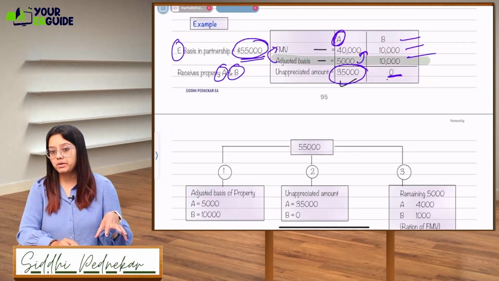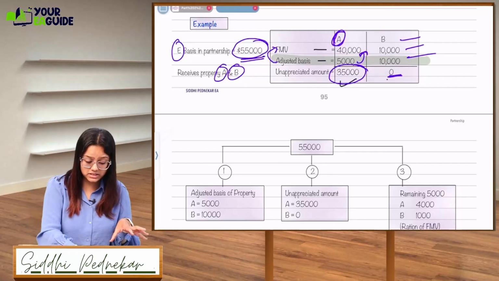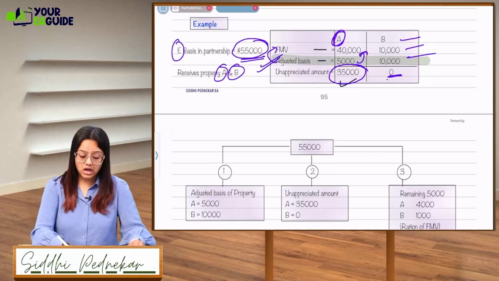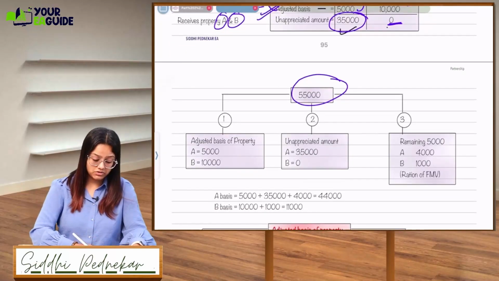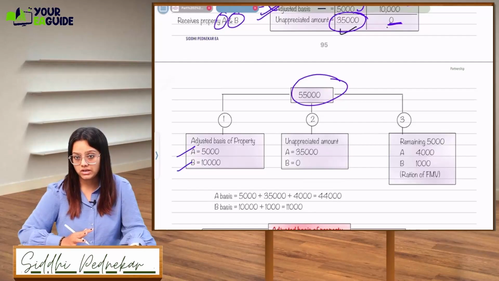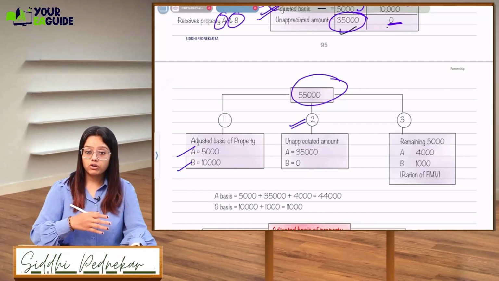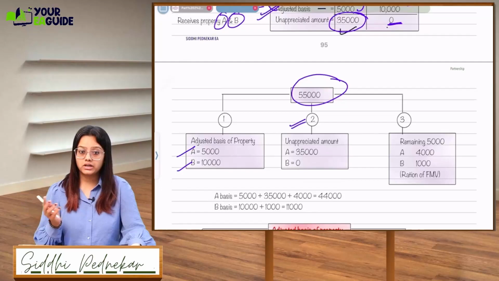I am receiving a property with a basis of, let's say, 5,000 and 10,000. So out of this 55,000, first I am going to allocate the 5,000 and 10,000 to A and B which I am receiving. Second step, follow the steps in order only. Do not allocate in any other sequence. This is the sequence which you need to follow.